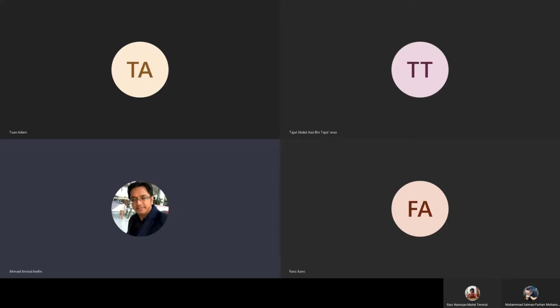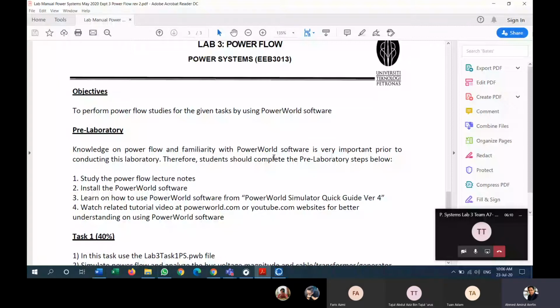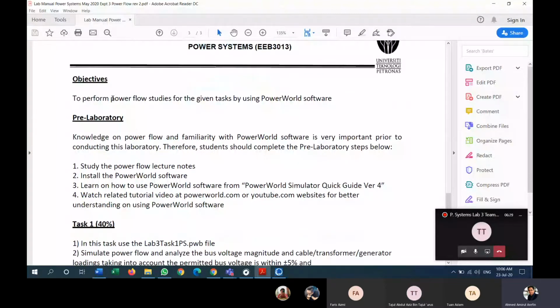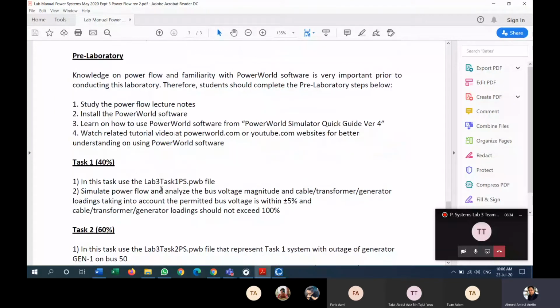Power system. So today's experiment is basically about the power flow. The objective is to do a power flow study by using some particular tasks. Here we have two tasks.